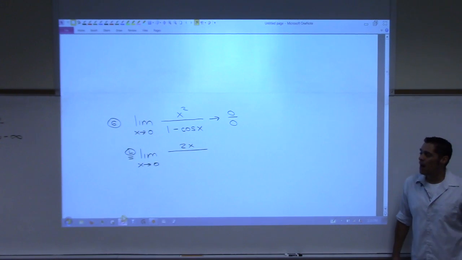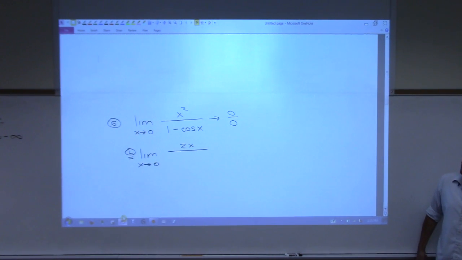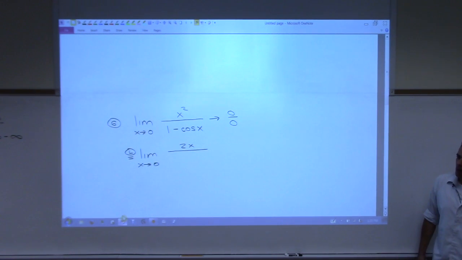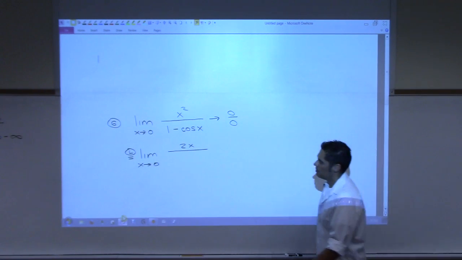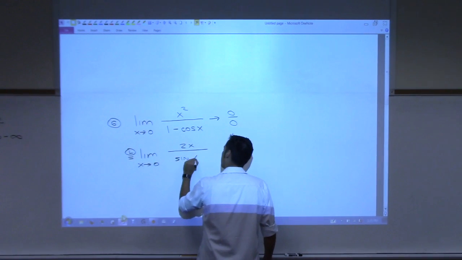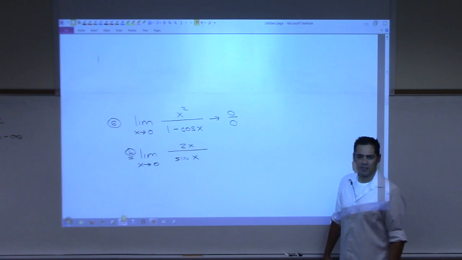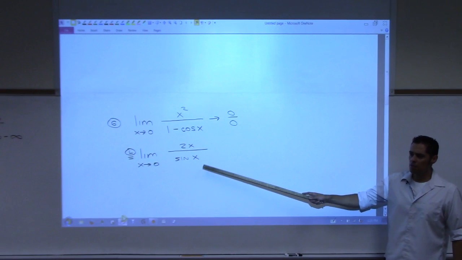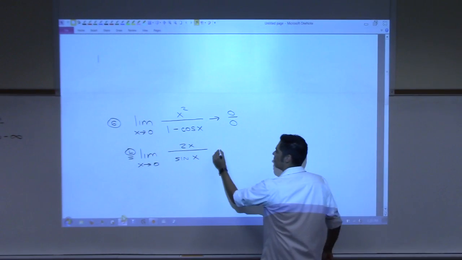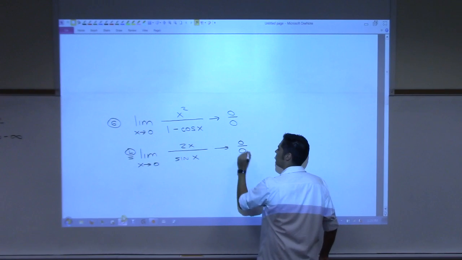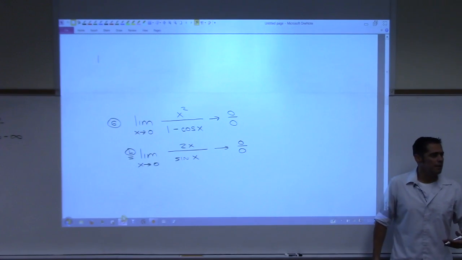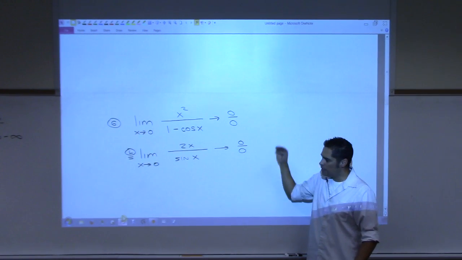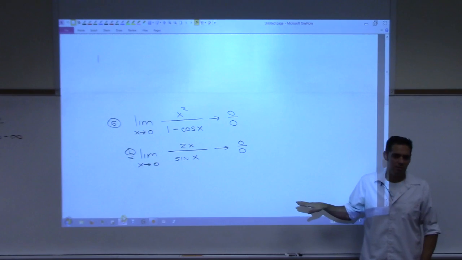What's the derivative of the bottom? Negative sine x, but there's a minus, so positive sine x. What happens if you try to do the limit again? You get 0 over 0 again, don't you? And did I tell you what happens now, last class? You can do it again. You can do it as long as you have 0 over 0 or infinity over infinity. You can keep repeating L'Hopital's rule as many times as you need to.